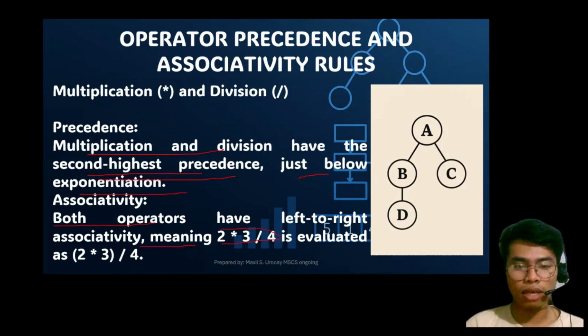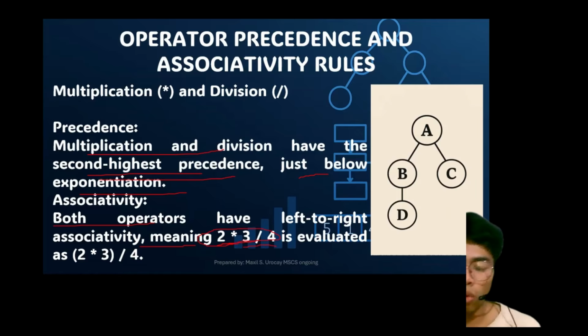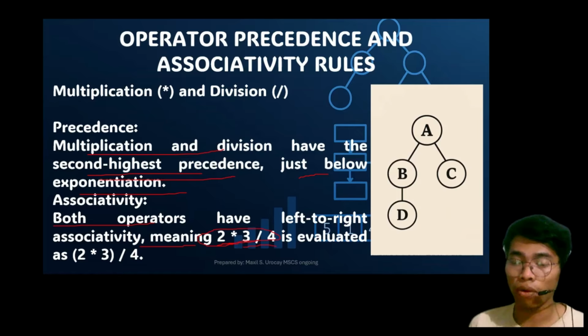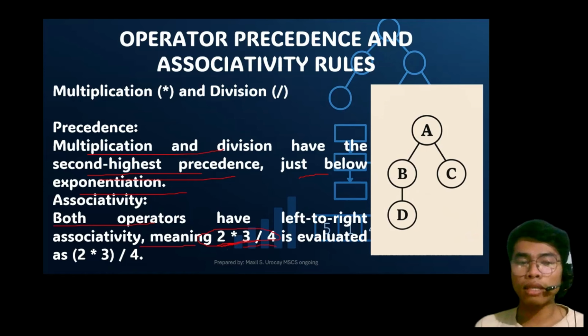If this is the case, 2 times 3 divide 4. Of course, we evaluate 2 times 3 first before going to the 3 divide 4. We cannot evaluate 3 divide 4 first and then the 2 times, because it is a violation of the associativity rule. It must be evaluated from left to right. Just always remember that. So the answer here, if you work on this carefully: 2 times 3 becomes 6, divide 4. So definitely there will be a decimal point.